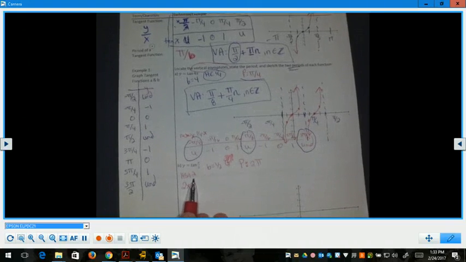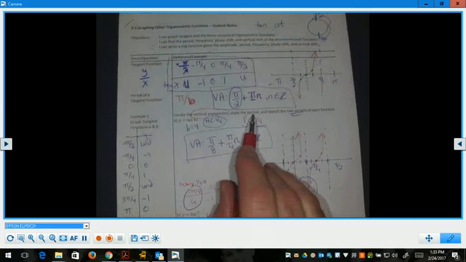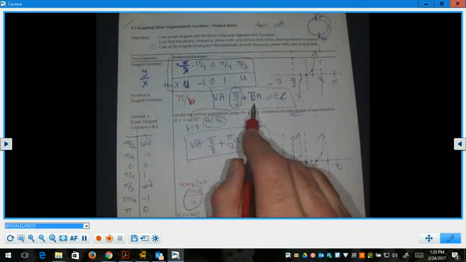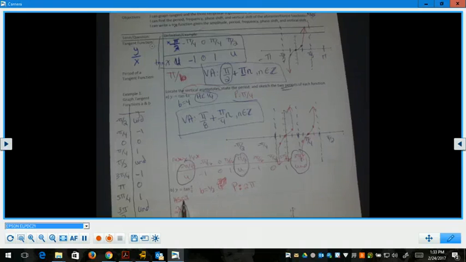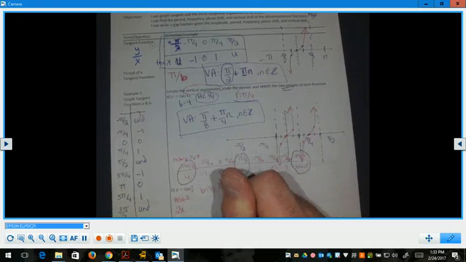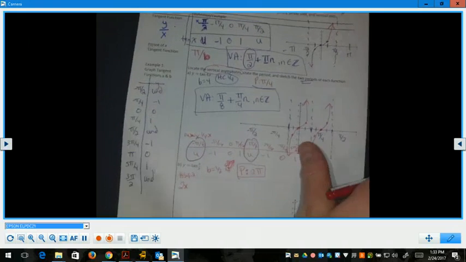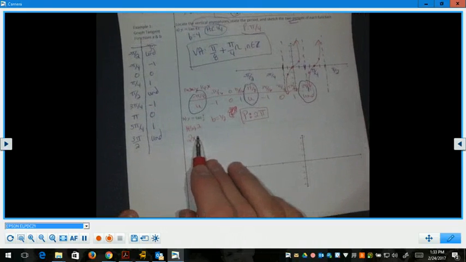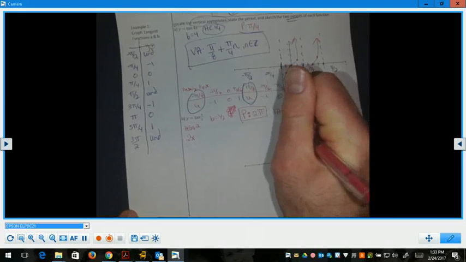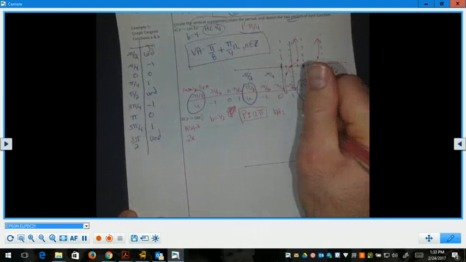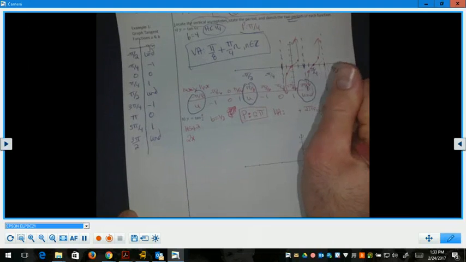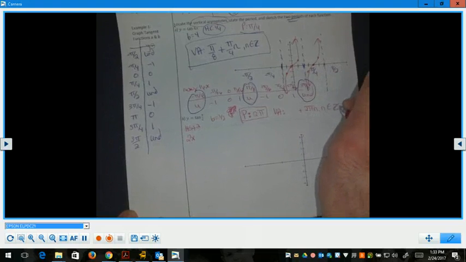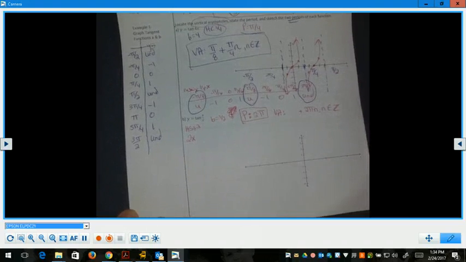So if the original period of this thing is pi, and now I have a horizontal stretch of 2, we expect it to be 2 pi. So that's our period, and that'll help us when we go to find the vertical asymptotes too. Got to find the first one, and then we're going to add to it 2 pi n, where n is an element of the integers. We just have to go back and fill out that part.